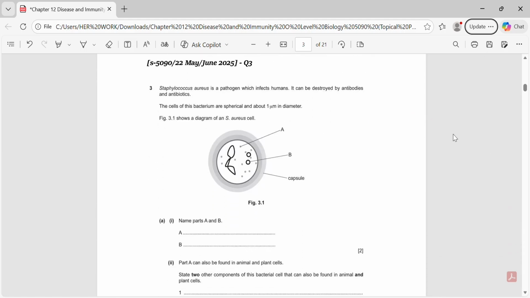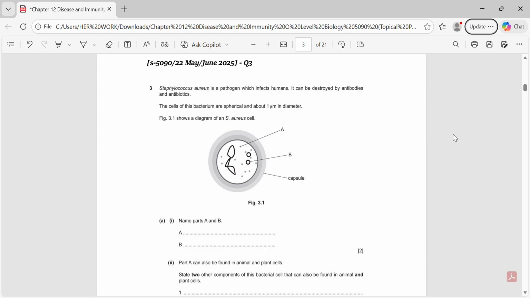Then we have the next question here. In this question, it says, Staphylococcus aureus is a pathogen which infects humans. It can be destroyed by antibodies and antibiotics. We are also told that the cells of this bacterium are spherical and about 1 micrometer in diameter. Along with this information, we are given a diagram. Figure 3.1 shows a diagram of a Staphylococcus aureus cell.